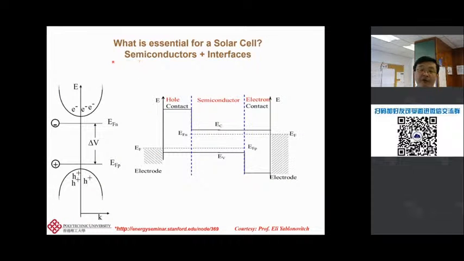Okay, so what is essential for solar cells? We might just make it simple: you need good semiconductors absorbing light, transporting carriers with good mobility, and you also need interfaces there. For the so-called hole contact, you want the holes to be transported well while you block the electrons going in this direction. The same thing happens for the electron contact. You want the electrons to go smoothly to your electron electrode, while you block the holes from transporting there.